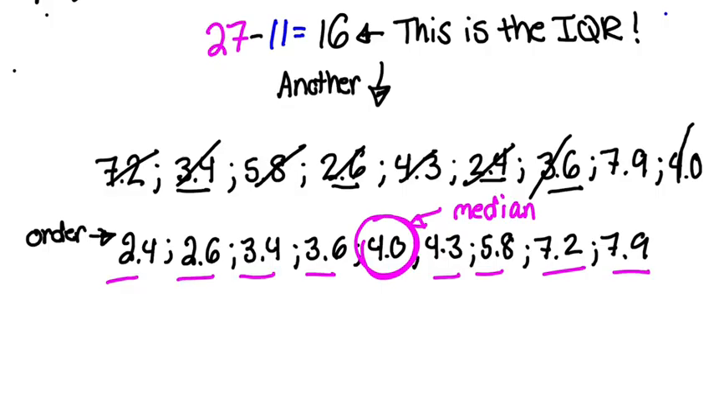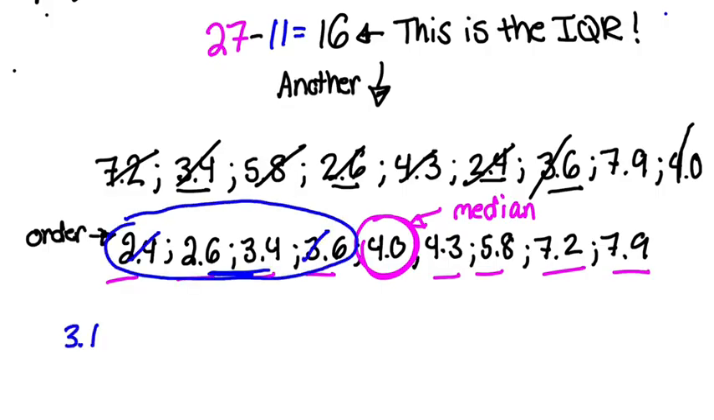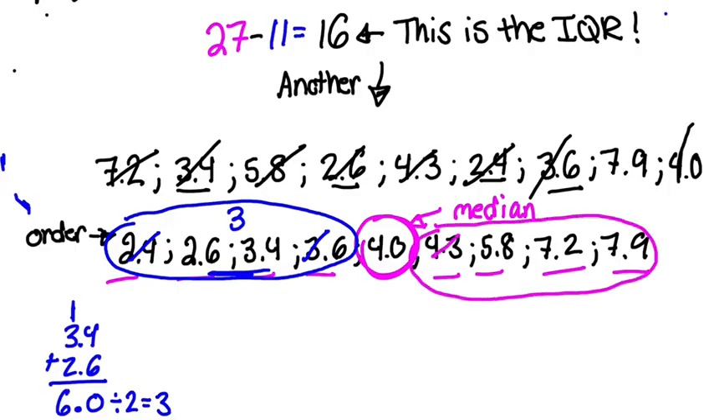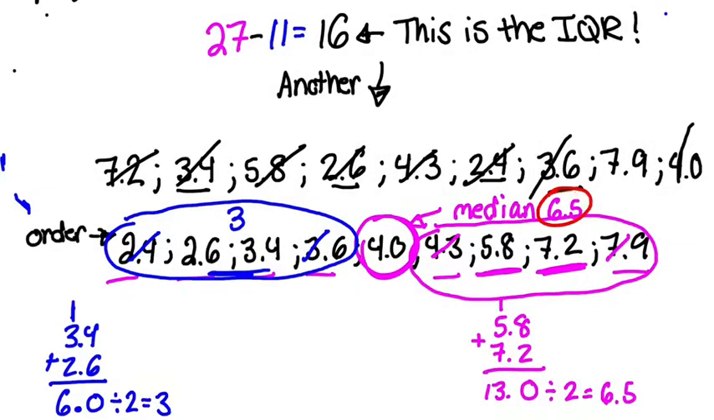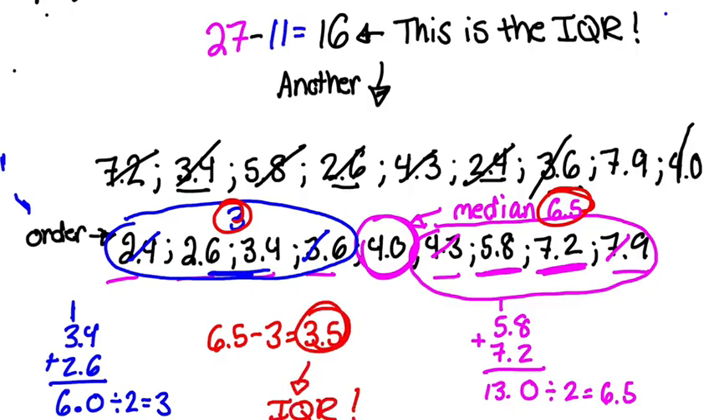4.0 is the median. Now, unfortunately for this one, if you try to find the median of the lower quartile, you have 2 numbers. So you have to find the average of those. You add them both together and divide by 2. And that means the median or the middle of those is 3. Then you find the median of these 2. You have to add these 2 together because they both fall in the middle. 13. And you have to divide those by 2. So the upper quartile median is 6.5. And then I subtract 3 from 6.5. And I end up getting 3.5.